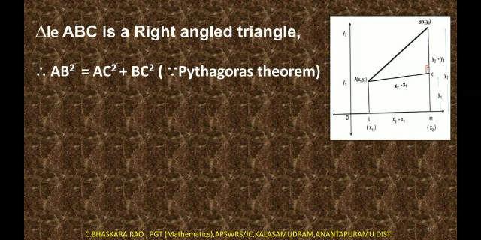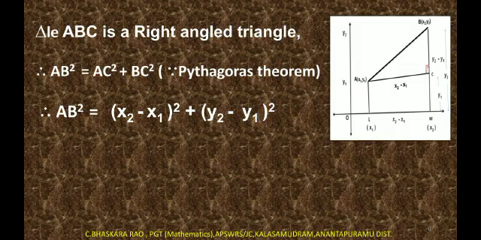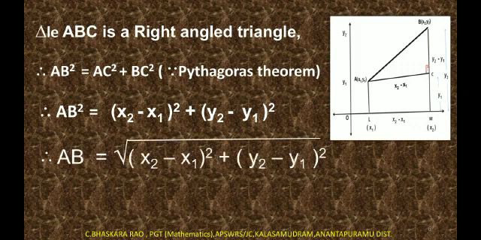What about AC? Already we found it: AC is x2 minus x1 and BC is y2 minus y1. You substitute it. So AB square is equal to (x2 minus x1) whole square plus (y2 minus y1) whole square. But we need only AB, that means the distance between the points A and B. So you send the square to the right-hand side, and it becomes square root. Therefore AB is equal to square root of (x2 minus x1) whole square plus (y2 minus y1) whole square. This is called the distance formula.